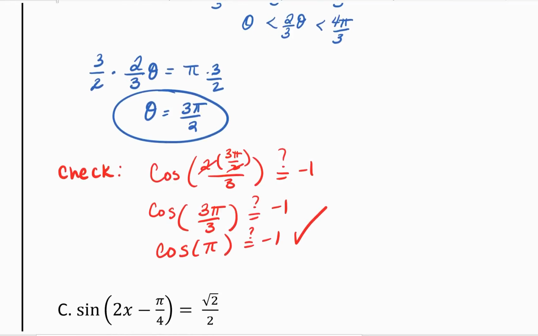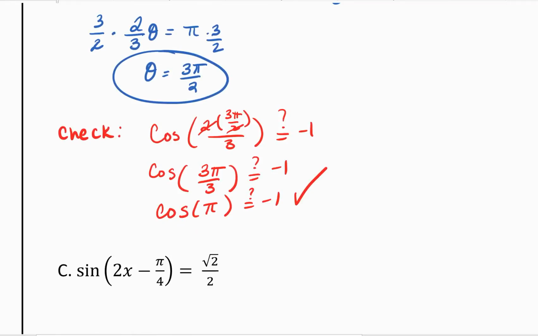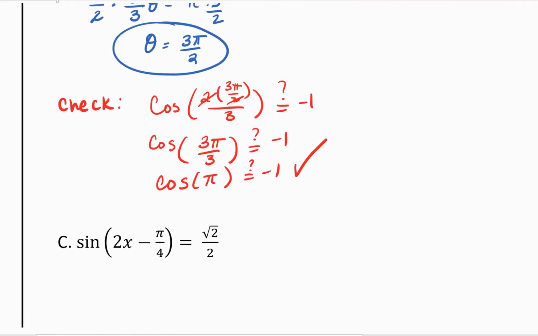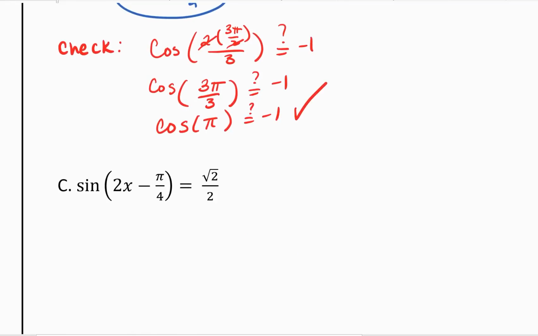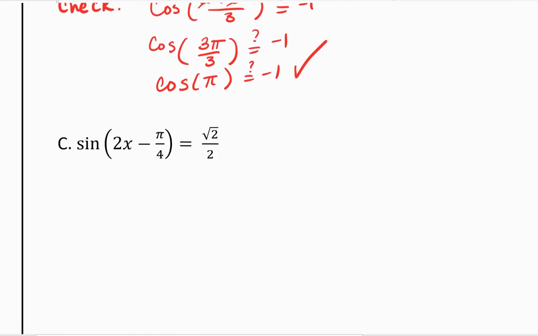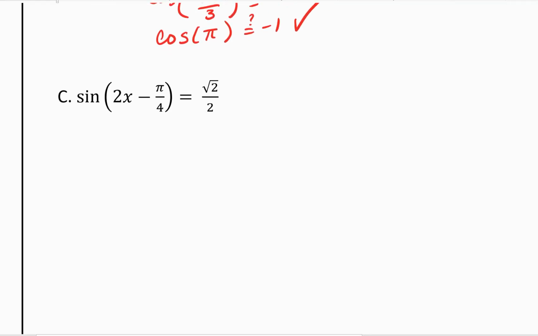Okay, we've got one more that we need to put together here. Gonna add another piece to this. So here we have sine of 2x minus pi over 4. We want to know, where is that equal to square root of 2 over 2?